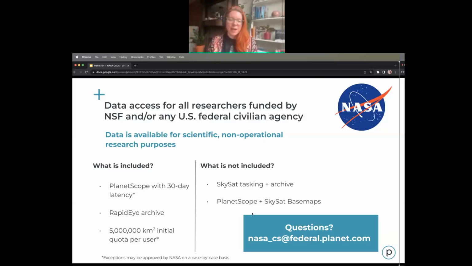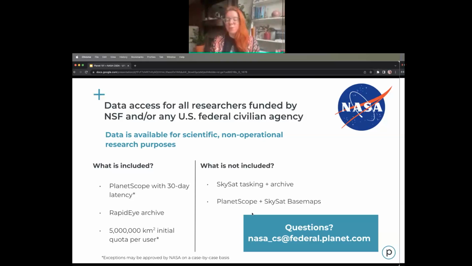And the agreement includes access to our PlanetScope daily data with a 30-day latency. So data acquired 30 days or more ago is what you'll be able to see in our catalog. Also, the entire RapidEye archive, and this comes with an initial quota of 5 million square kilometers per user. If you need increases to that, or you're working on something where latency is an issue, there can be exceptions to those made on a case-by-case basis.